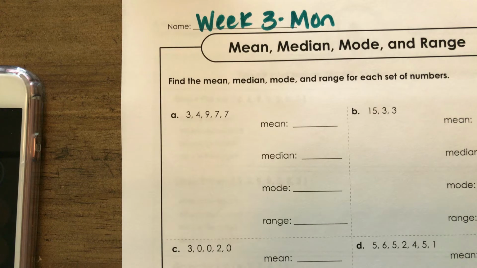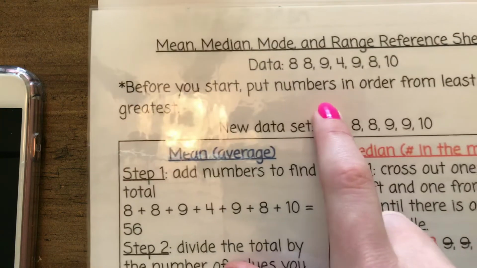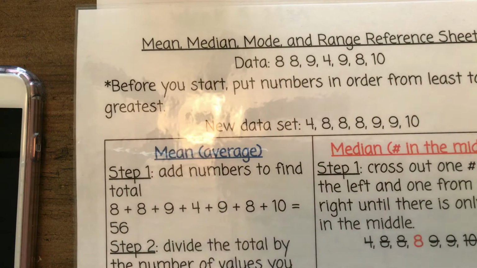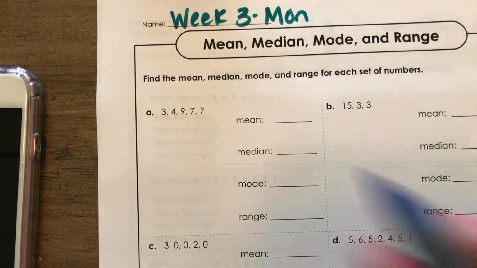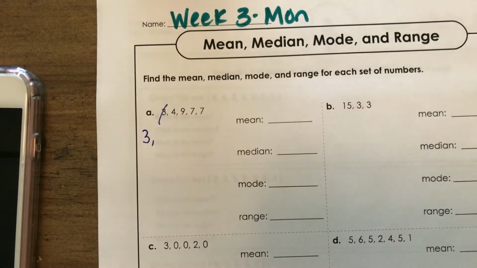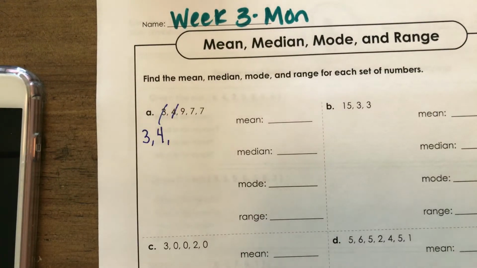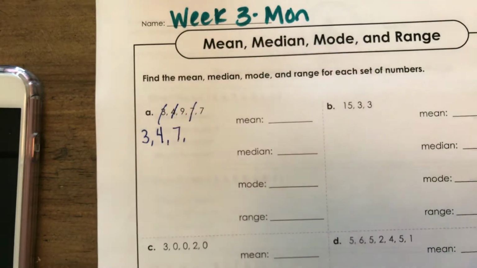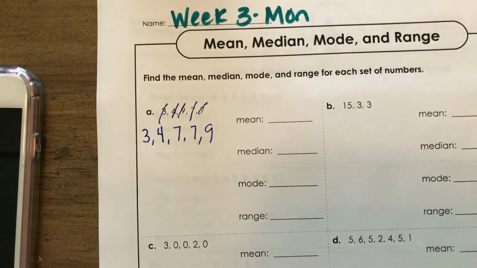Okay, so letter A says find the mean, median, mode, and range. So if you remember, and it says on our reference sheet at the very top, before you start, put your numbers in order from least to greatest. Right, remember least to greatest means smallest to biggest. So, it just so happens that 3 is the smallest, and I'm going to cross it out because I've already used it. 4 would go next. 7 is next, and then the other 7, and the 9. Okay, now we are ready to start.